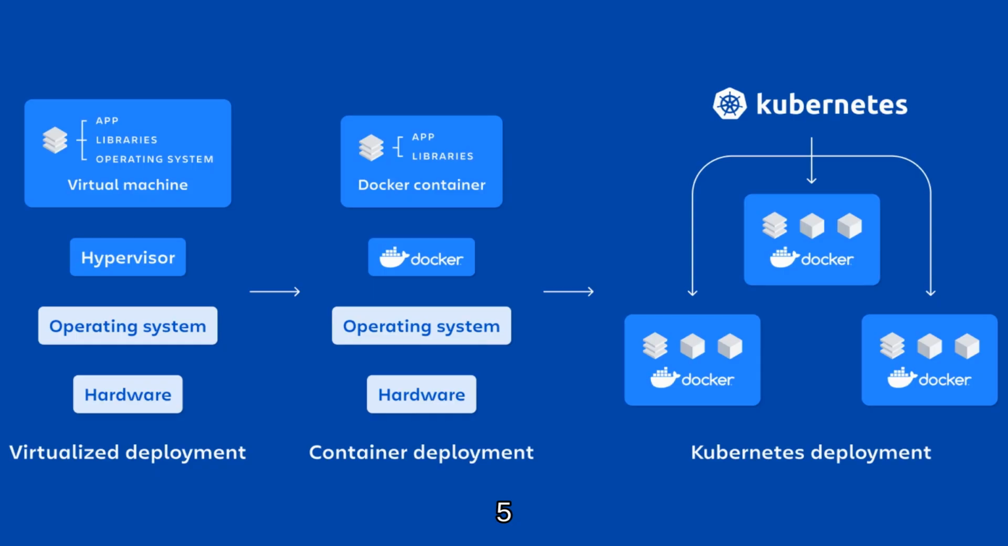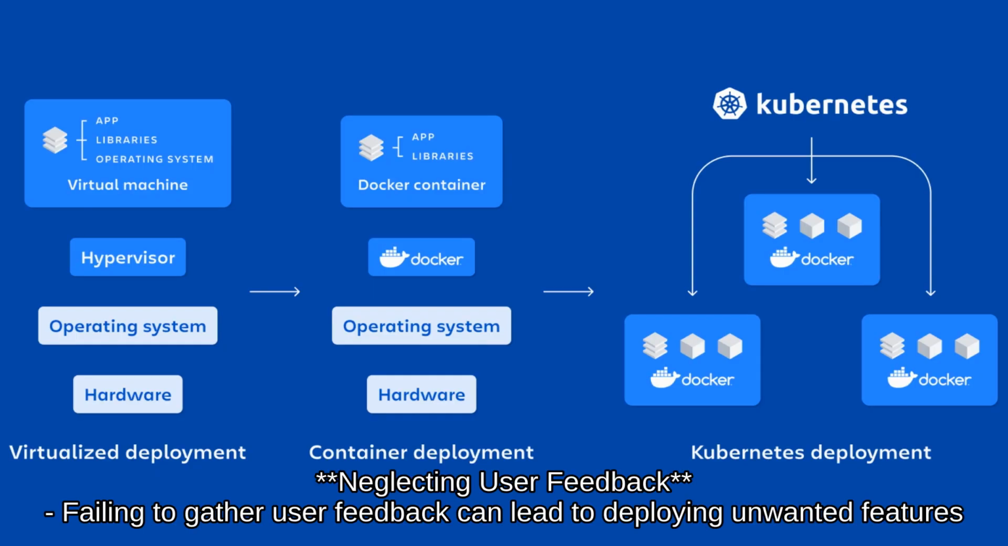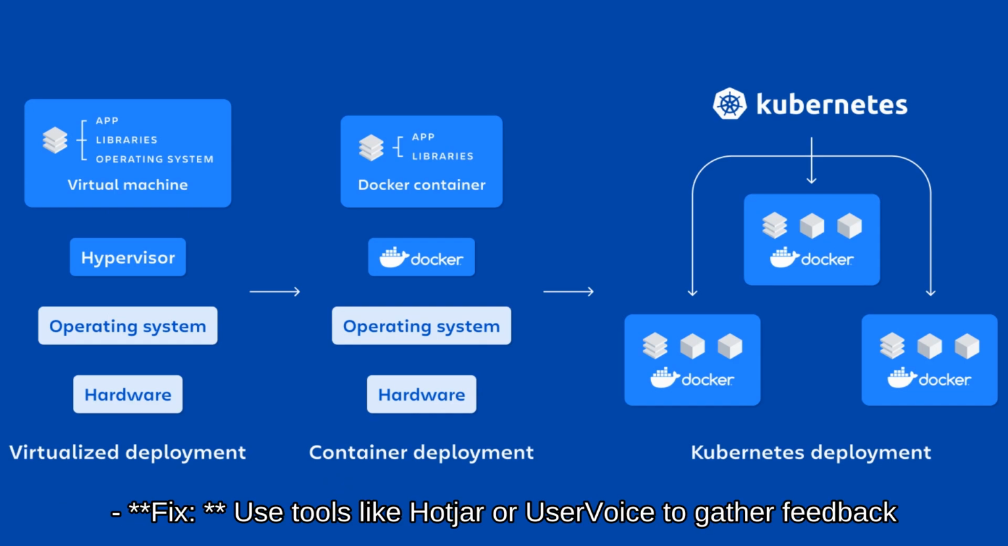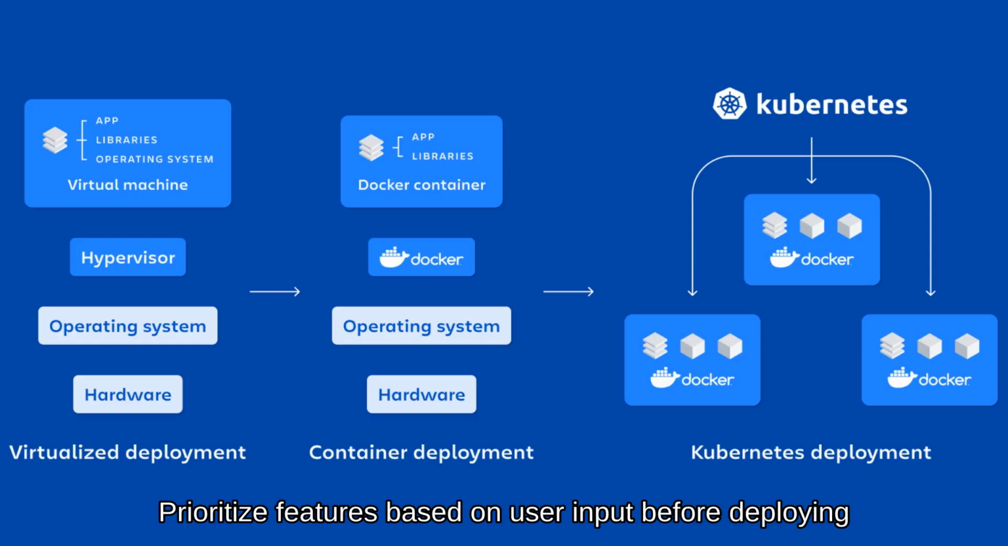5. Neglecting user feedback. Failing to gather user feedback can lead to deploying unwanted features. Fix: use tools like Hotjar or UserVoice to gather feedback. Prioritize features based on user input before deploying.